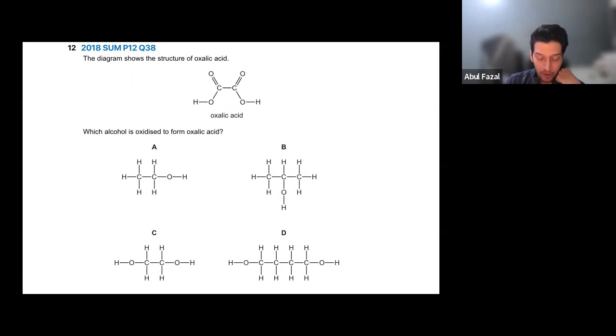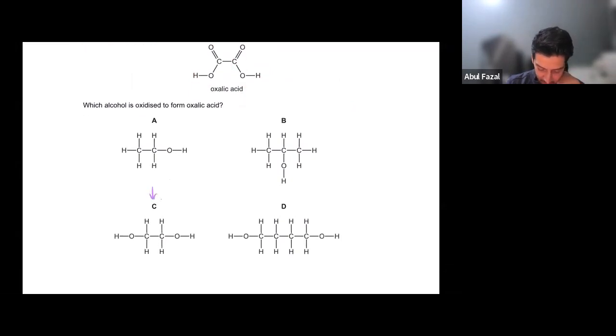Which alcohol will oxidize? Alcohols can easily oxidize. So the carbon carrying the OH group turns into this. Because this has two acid functional groups, it can only be C that can turn into oxalic acid, because both of these will turn into an acid functional group, right?